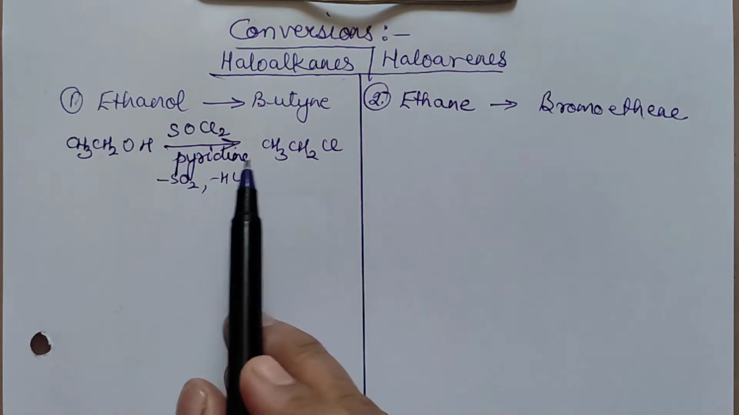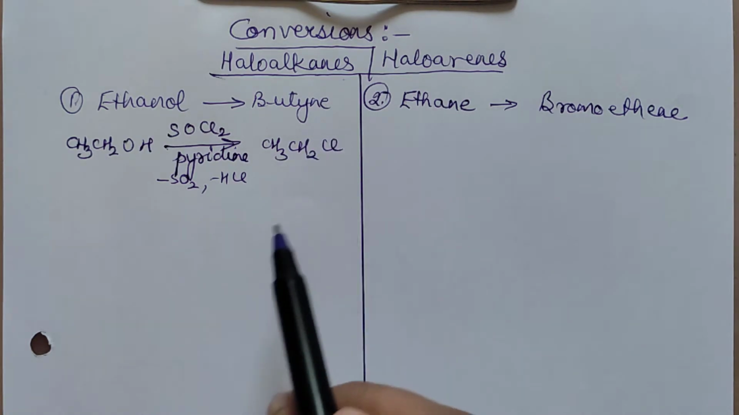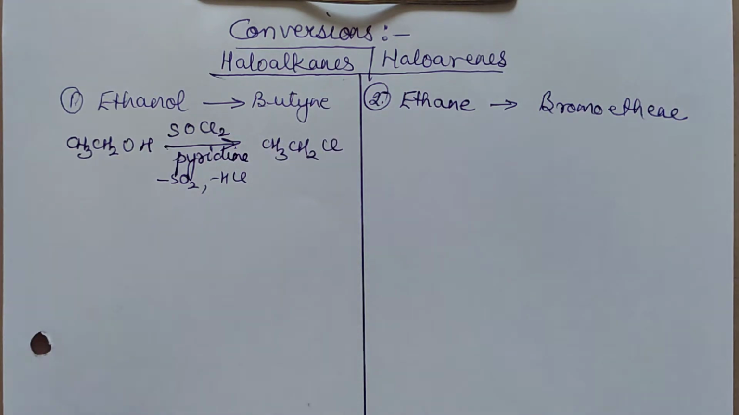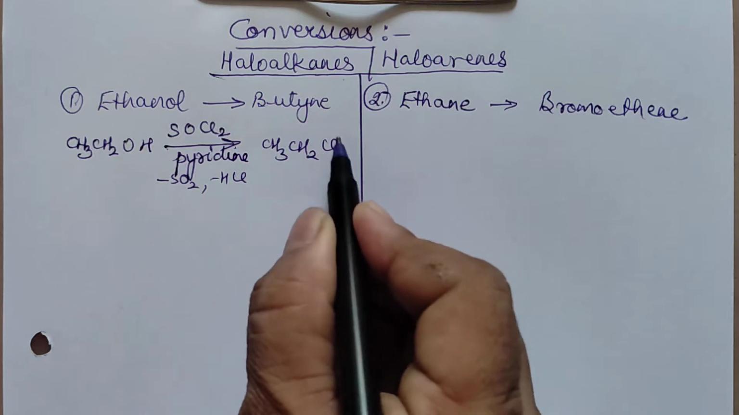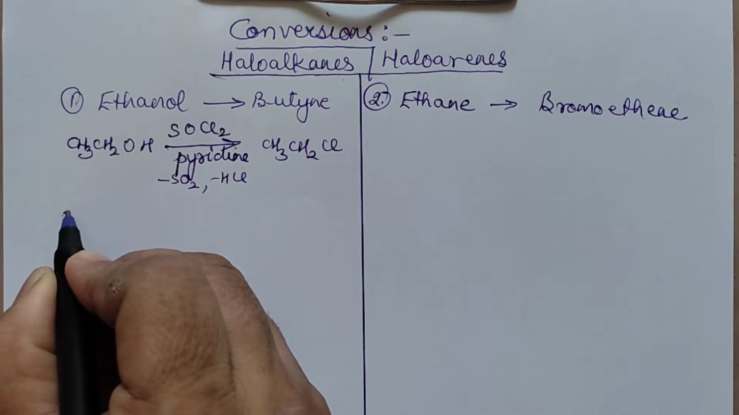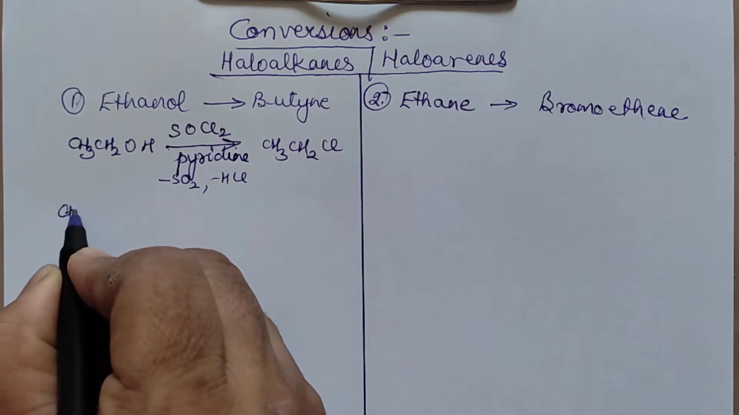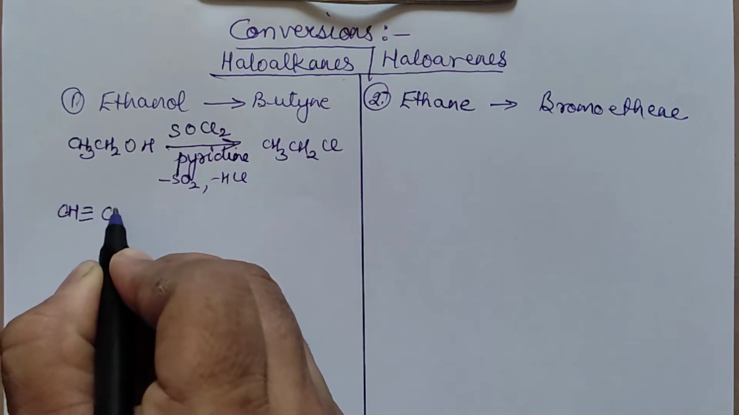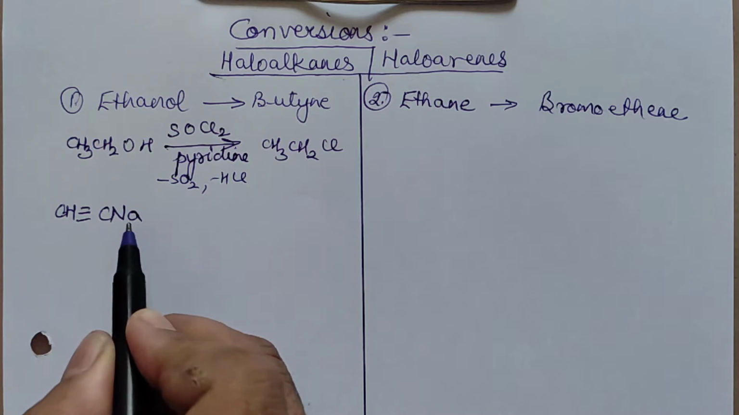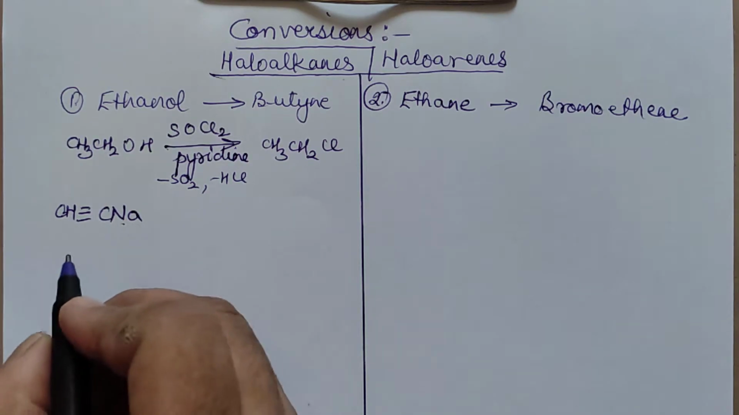Now this ethyl chloride has 2 carbon atoms. We want to increase the number of carbon atoms to 4. So what we will do is react this with ethyne. Basically, we are taking the sodium salt of ethyne. So this CH triple bond C Na I have taken. It is a sodium salt of ethyne, sodium acetylide basically.